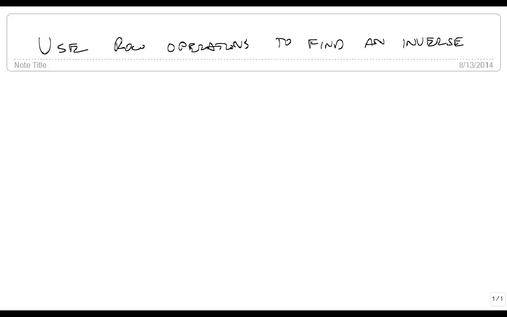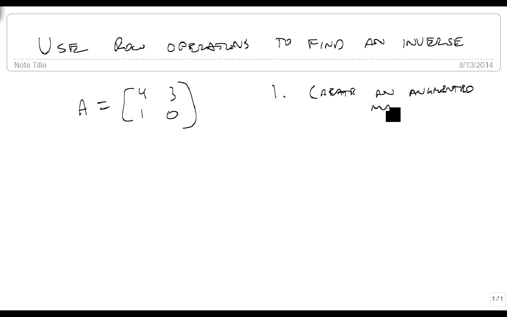So suppose that A is equal to the matrix 4, 3, 1, 0. Remember, this is actually the exact same problem we did in the last one, but we're going to show it a different way. So we're going to first create an augmented matrix. We're going to take our 4, 3, 1, 0, and augment this with the identity matrix 1, 0, 0, 1. If this were 3 by 3, we'd go 1, 0, 0, 0, 1, 0, and 0, 0, 1. Now we're going to do our row operations.